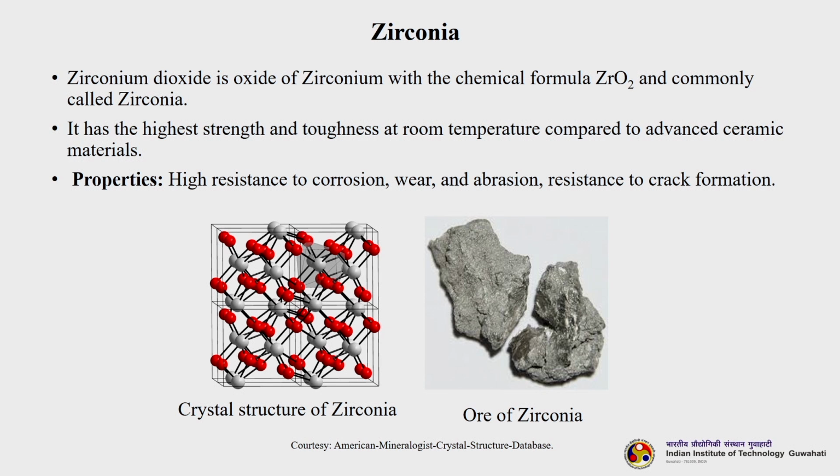The next class is zirconia. It is zirconium oxide, the oxide of zirconium with the chemical formula ZrO2, commonly called zirconia. It has the highest strength and toughness at room temperature compared to any advanced material. This is why it is very interesting for high pressure applications. The properties are high resistance to corrosion, wear and abrasion, and resistance to crack formation. You can see how the zirconium atoms are networked together. With this type of bonding, this is the reason why they give a very high mechanical strength.